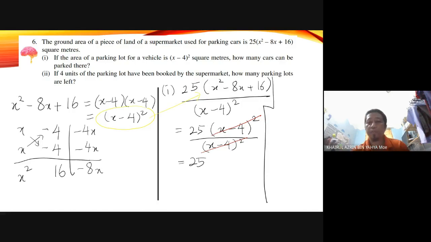For question number 2, if 4 units of the parking lot have been booked by the supermarket, how many parking lots are left? This one is easy. 25 minus 4, so the answer is 21. That's all. Number 2 is very easy. So we finished question number 6. Today we will go until question number 9, meaning we have another 3 questions.